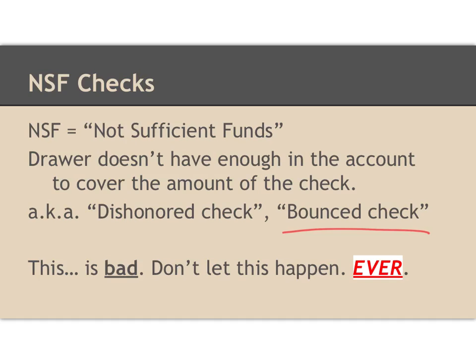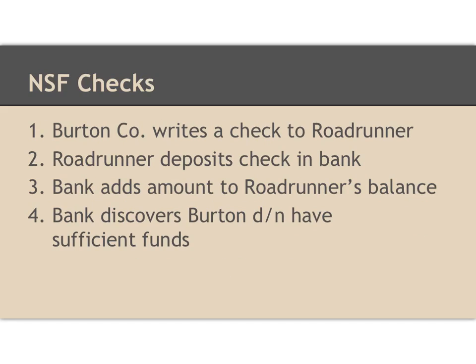So just as you would not want that to happen to you as the recipient of this bad check, you don't ever want to issue a bad check. So again, the process might work like this. Let's say that Burton Company has issued a check to Roadrunner. Roadrunner deposits that money in the bank. The bank adds the amount to Roadrunner's balance and then discovers when it goes off to collect its money from Burton's bank.